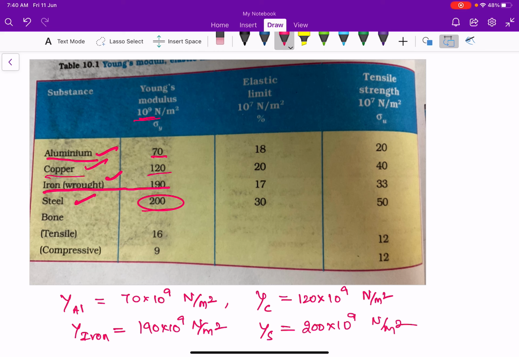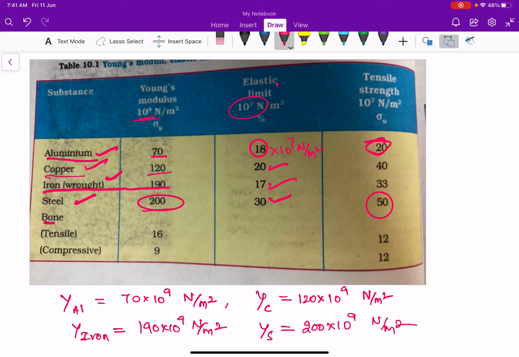That's why we prefer steel in constructing buildings and so on. The elastic limit for aluminium is 18 into 10 to the power of 7 Newton per meter square. For copper, the elastic limit is 20 into 10 to the power of 7. For iron, 17 into 10 to the power of 7. For steel, 30 into 10 to the power of 7. Ultimate tensile strength for aluminium is 20 into 10 to the power of 7, and for steel it is 50 into 10 to the power of 7.